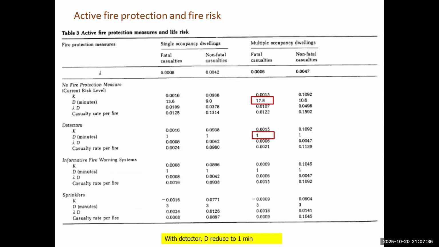So let's apply the model to see the impact of active fire protection. This table compares casualty rates with and without protection. We can look at the detector rows. By installing detectors that reduce the average discovery time D from, let's say, 70.8 minutes to just 1 minute, the calculated fatality rate for multiple occupancy dwellings decreases very significantly, and the value of lambda multiplied by H minus F will shrink dramatically. This is a theoretical exercise, and also a quantitative justification for our investment in smoke alarms or sprinklers, linking our engineering design to life safety.